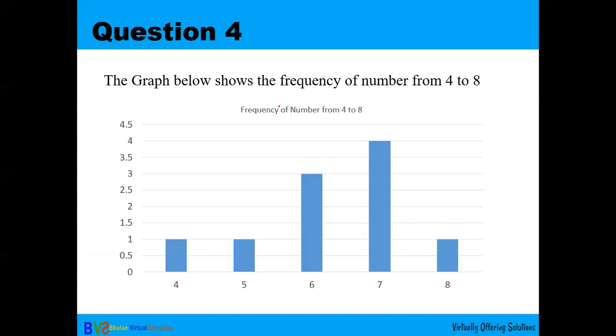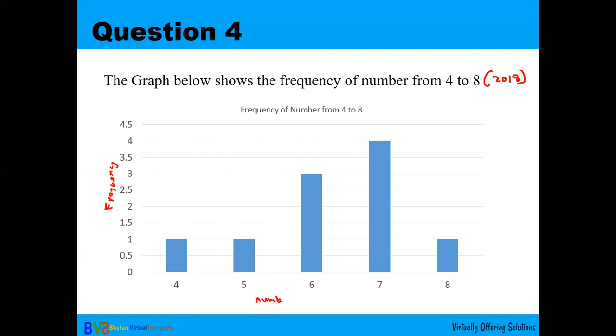All right. The graph below shows the frequency of numbers from 4 to 8. Now this question came in 2018 too. In any graph where the frequency of numbers is shown, what does it mean? On the y-axis is the frequency, and on the x-axis is the number.